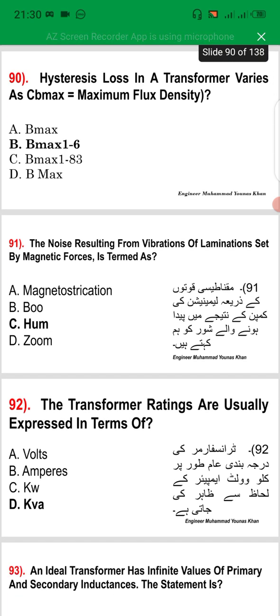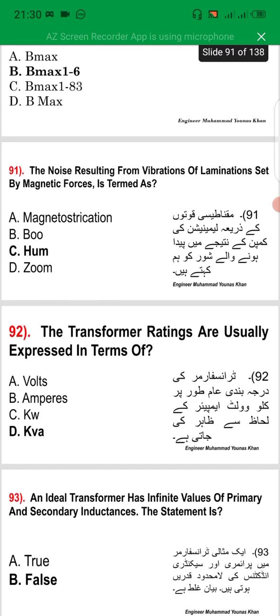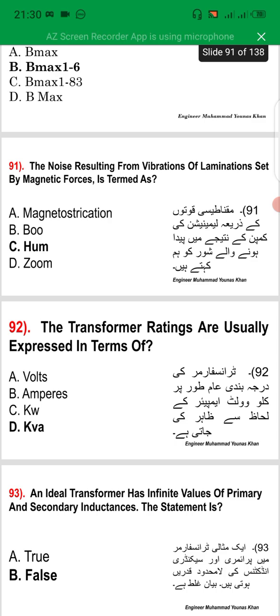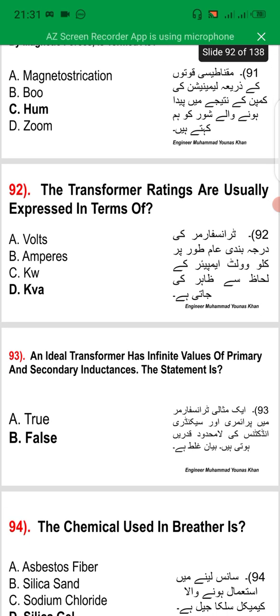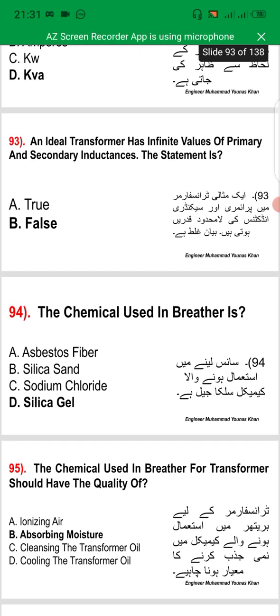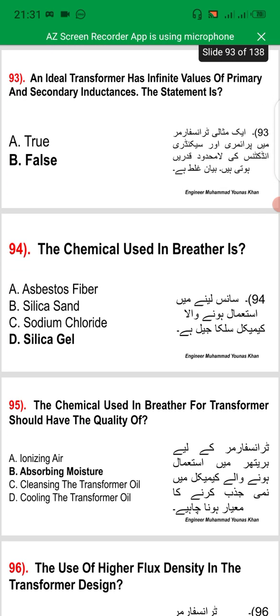The noise resulting from vibration of lamination set by magnetic forces is termed as hum. The transformer ratings are usually expressed in terms of kVA. An ideal transformer has infinite values of primary and secondary inductance. The statement is false. The chemical used in breather is silica gel.